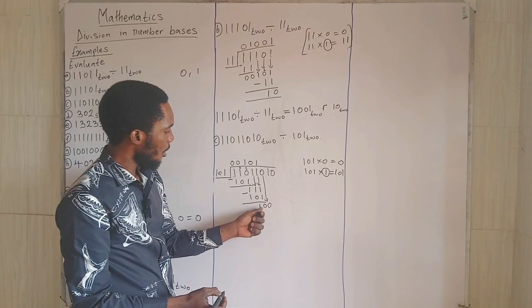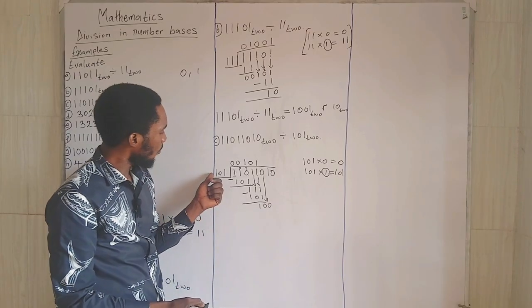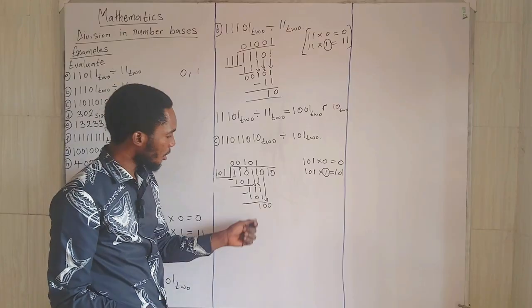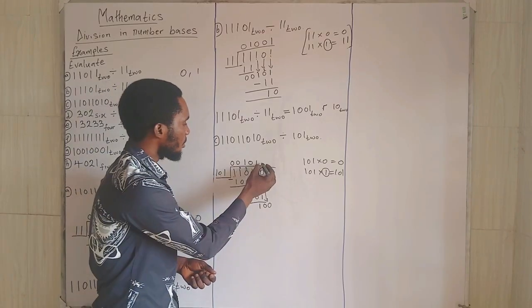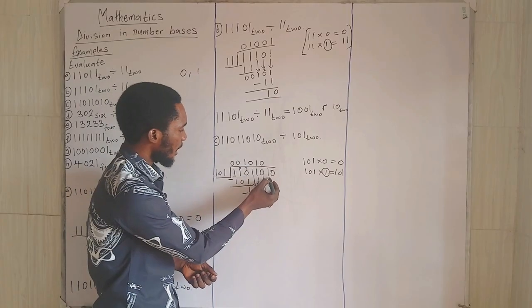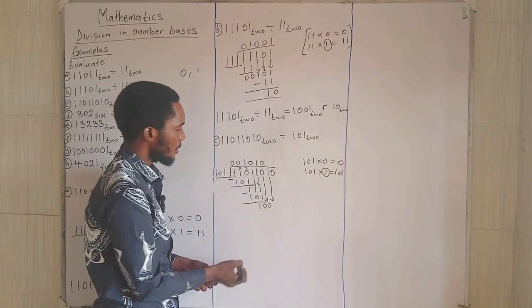100. 100 divided by 101 is not possible because 100 is less than 101. That means this will be 0. We bring down the next digit.